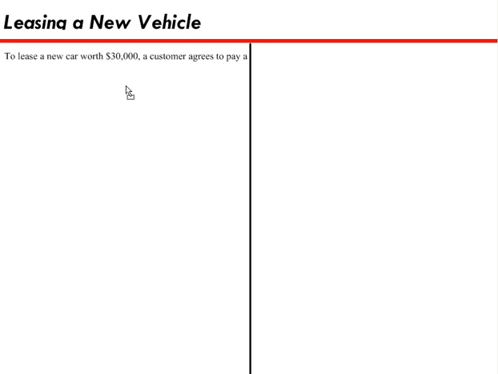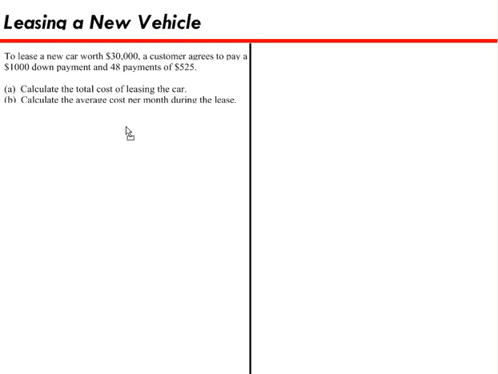To lease a new car worth $30,000, a customer agrees to pay a $1,000 down payment and 48 payments of $525. In A, calculate the total cost of leasing the car. Then in B, calculate the average cost per month during the lease. Alright, so let's tackle A first.